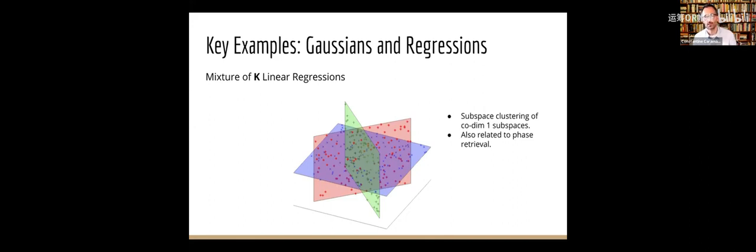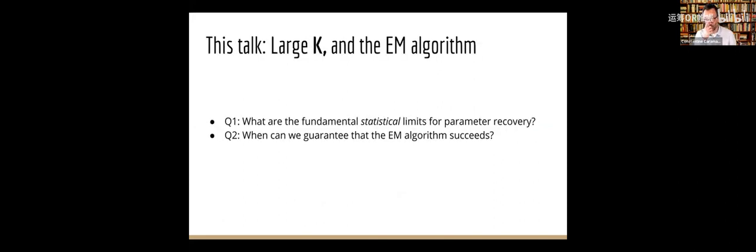Mixture of regressions is also intimately related to phase retrieval. So these are interesting problems in their own right, and there's still quite a bit that we don't know about them in terms of statistical limits and also algorithmic results. So two things that I'm interested in and that I'll be talking about are the setting where we have large K, so we have a mixture of many things. I'll typically think about K being on the order of the dimension.